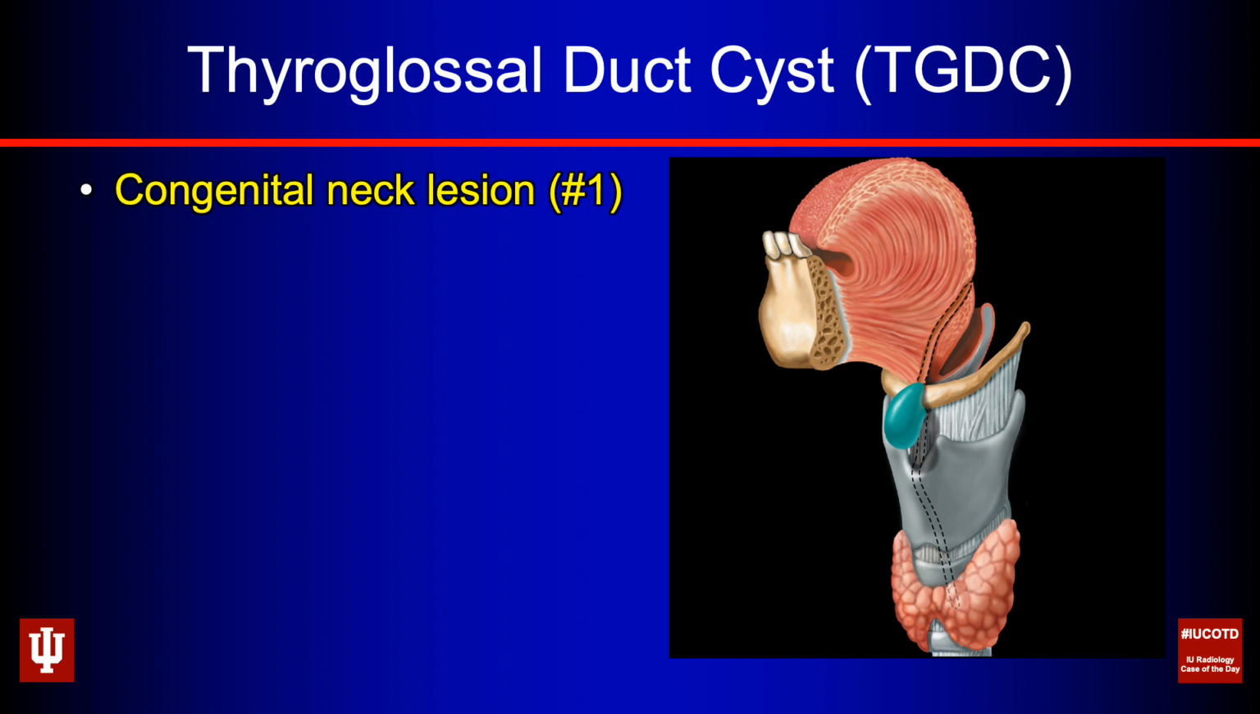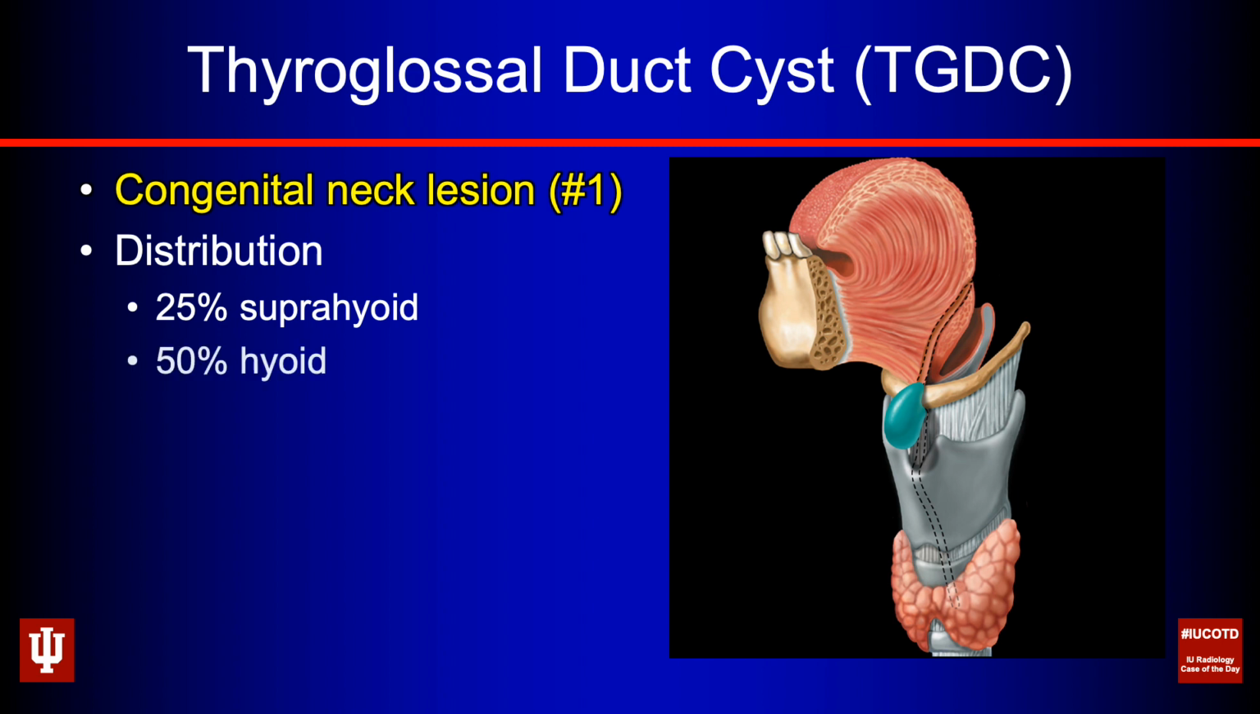Now, the most common congenital neck lesion that we encounter is a thyroglossal duct cyst. These have sort of a bell-shaped distribution where 25% of the time they're found in the suprahyoid neck, and in the suprahyoid neck they're found at midline. About half the time they're found at and around the level of the hyoid bone. And then the other fourth of the time, they're found in the infrahyoid neck.